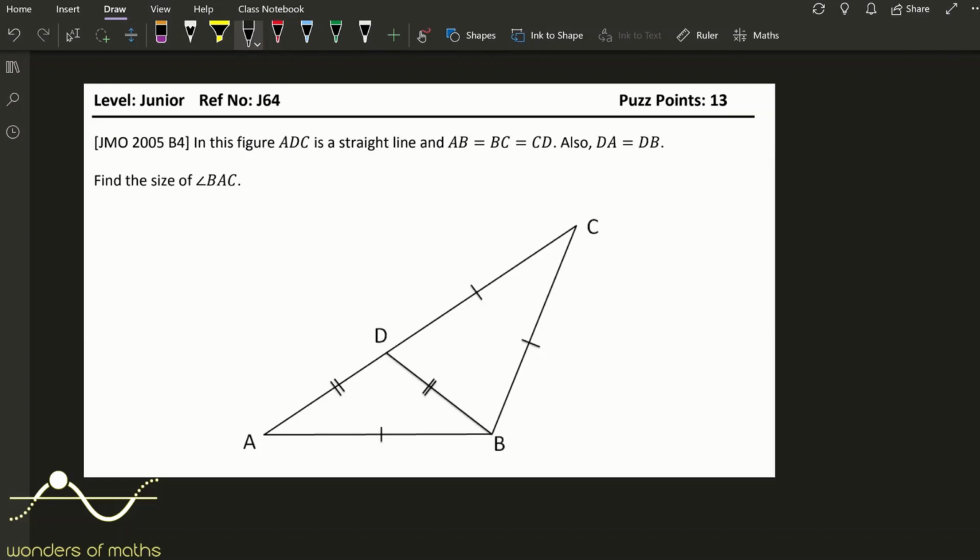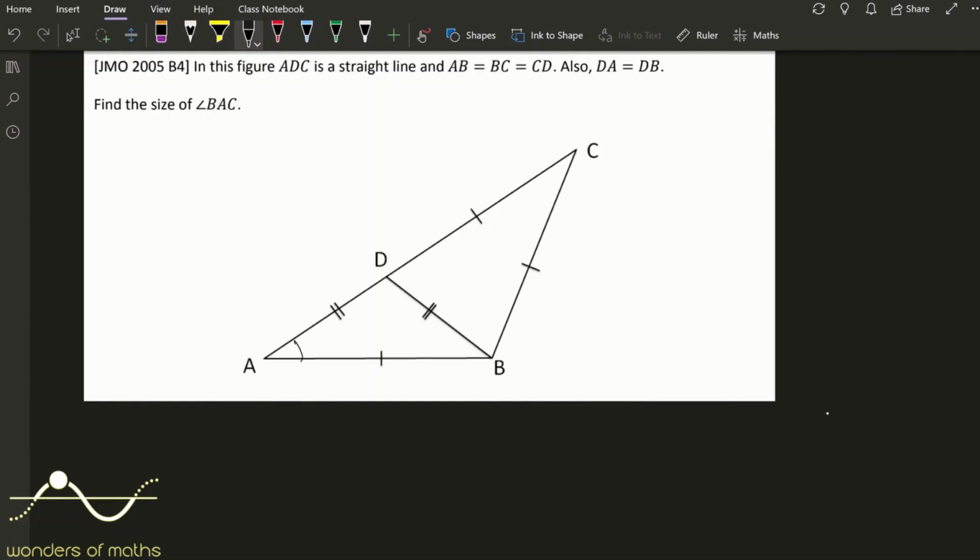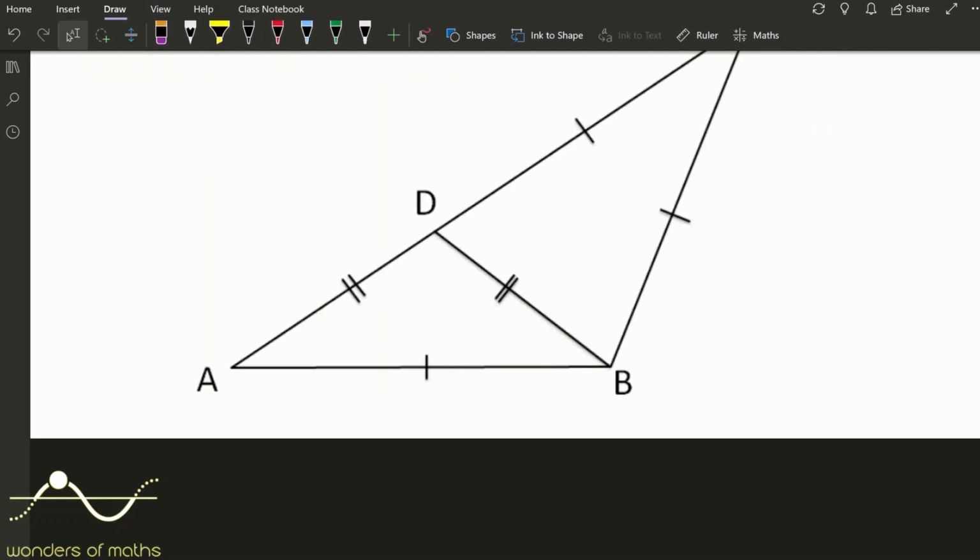Consider the following problem. In this figure, ADC is a straight line and AB equals BC, which equals CD. Also, DA equals DB. Find the size of the angle BAC. We're going to start by labeling angle BAC as x.